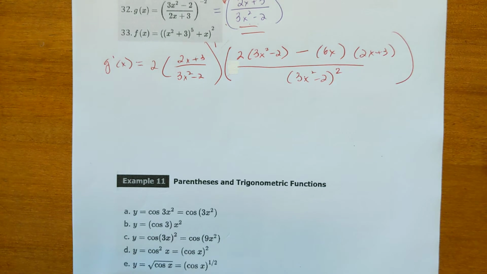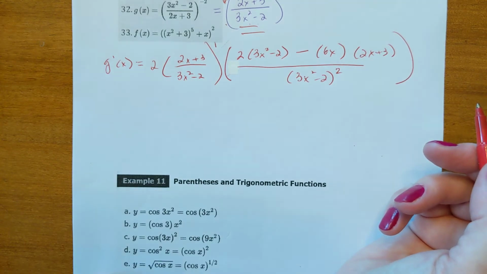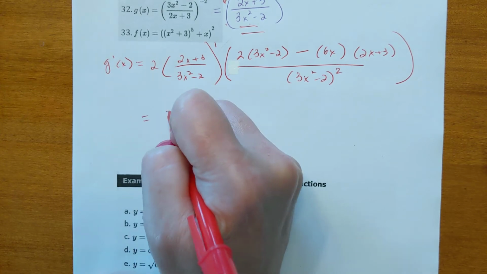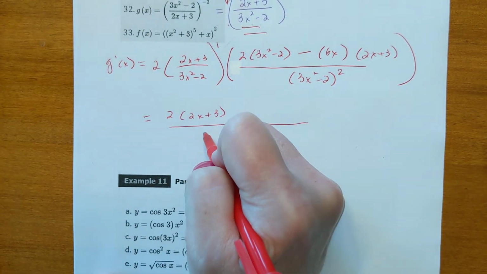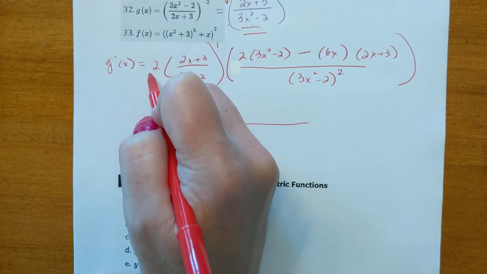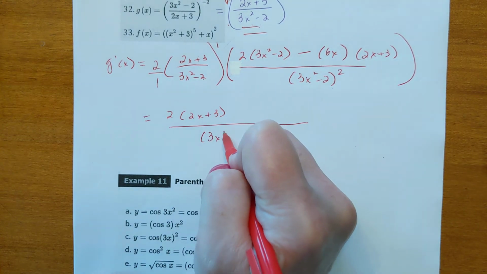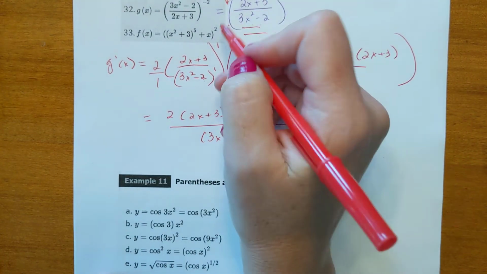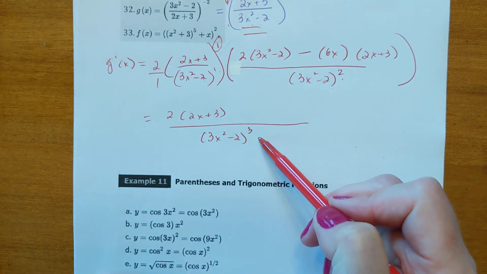All right, so cleaning it up a little bit here, I would leave that chunk alone for now. So we have on the top here 2 times (2x plus 3) over, we have a 3x squared minus 2 on the bottom, and this one's on the bottom. So we have 3x squared minus 2 three times. We have 1 here, because this was to the first. We have 1 here, we have 2 there, so altogether we have 3.